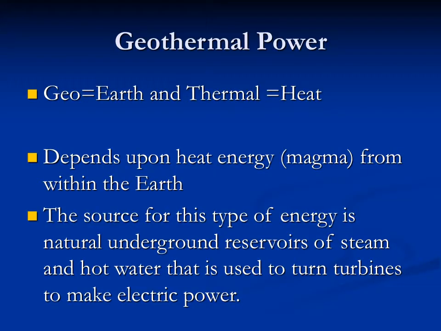Geo, the last kind, geothermal power. So geo means earth and thermal means heat. So this is heat from the earth. And the heat from the earth for this kind comes from heat energy from magma, which is stored underneath the earth, underneath the crust of the earth, the surface. So the source for this type of energy is natural underground reservoirs of steam and hot water that's used to turn the turbines to make electric power.